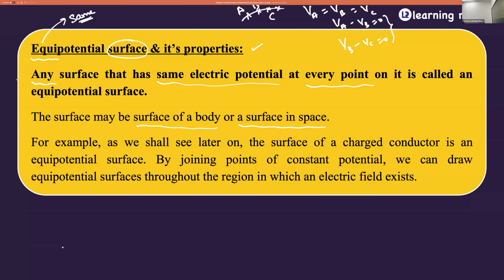Because every point has the same potential. See, if I take the potential of point A, let me call the other point B. What is the potential of point B? That will also be according to the definition. So what will be the potential difference between point A and B? It is VA minus VB. But what is VA? V. What is VB? That is also V.